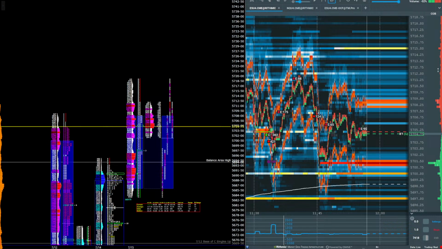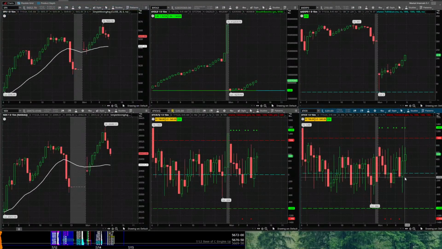Let's take a look at the ticks. Yeah, ticks are bullish, so it could break higher later on in the day.